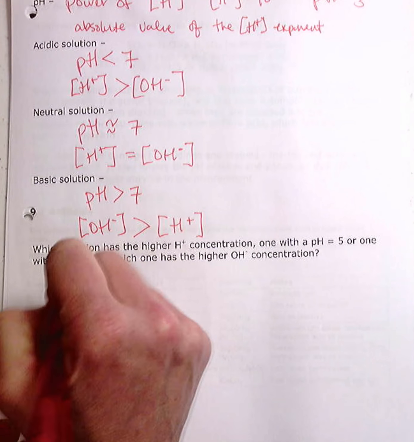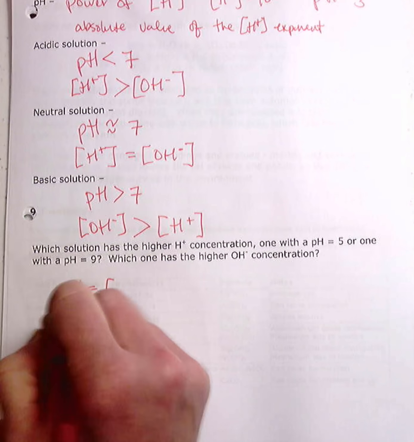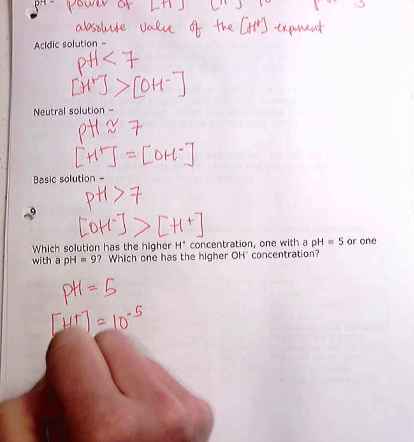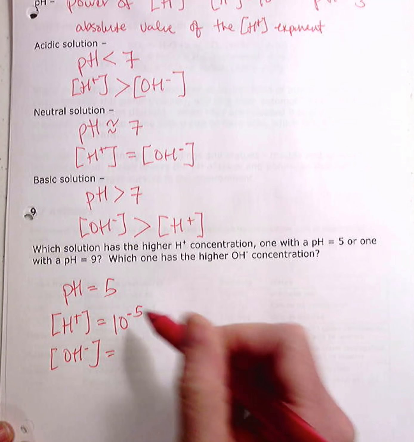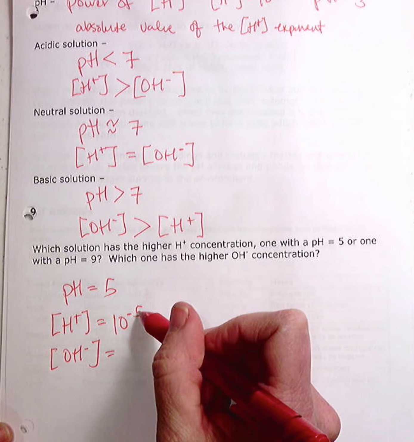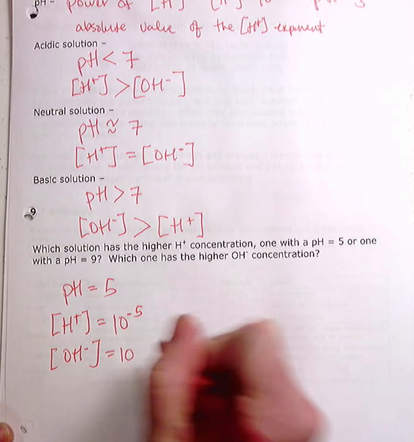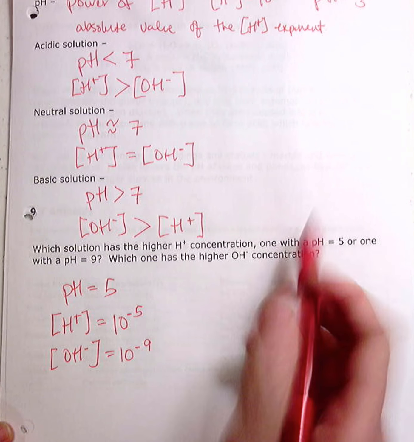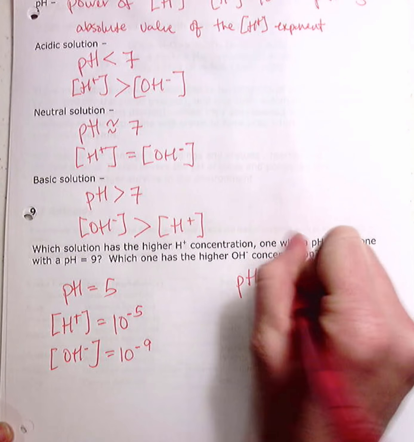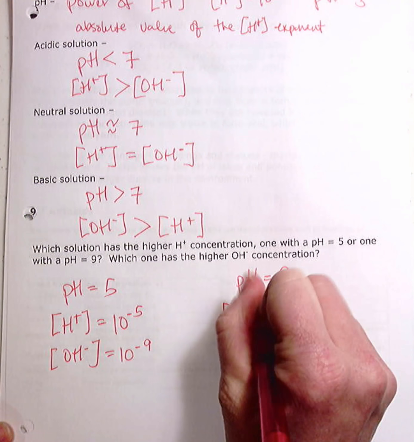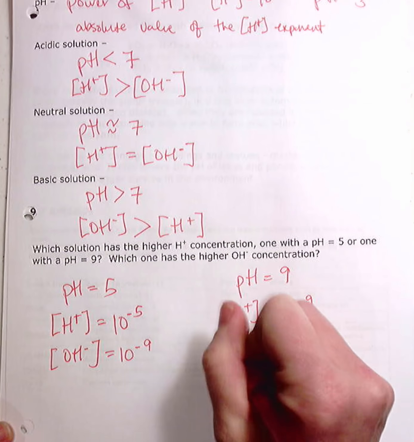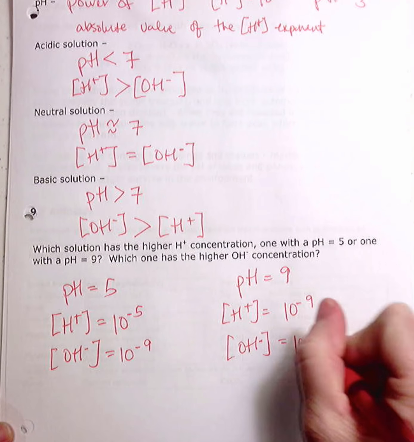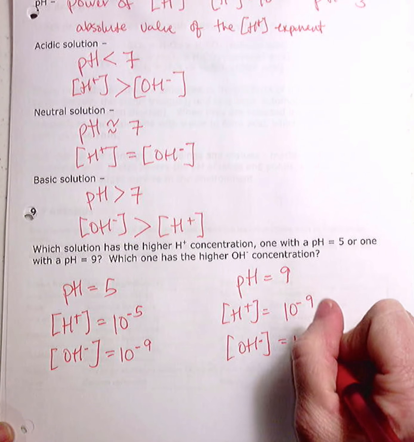Okay, so let's look at our pH of 5. With a pH of 5, our hydrogen ion concentration is going to be 10 to the negative 5th. And our hydroxide ion concentration will be whatever needs to be added to 10 to the negative 5th to get to the negative 14th. So that would be negative 9. Okay, let's look at the next one, pH of 9, and we'll do the same thing. So the hydrogen ion is going to be 10 to the negative 9. Hydroxide ion is going to be 10 to the whatever gives you 10 to the negative 14th. So that would be 5.